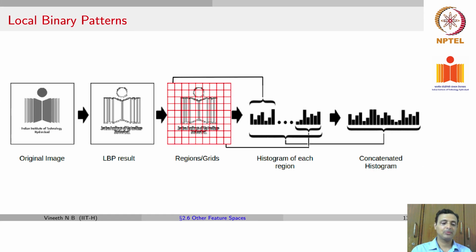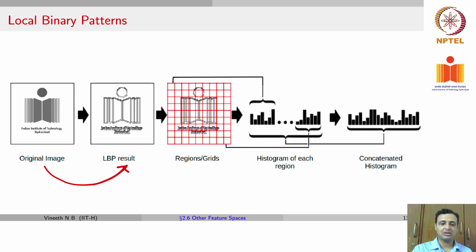What do you do with that? So once you get an LBP result, which is your LBP intensity for each pixel, remember the previous process that we talked about in the earlier slide gives you 1 decimal for each pixel around which you considered the neighborhood.